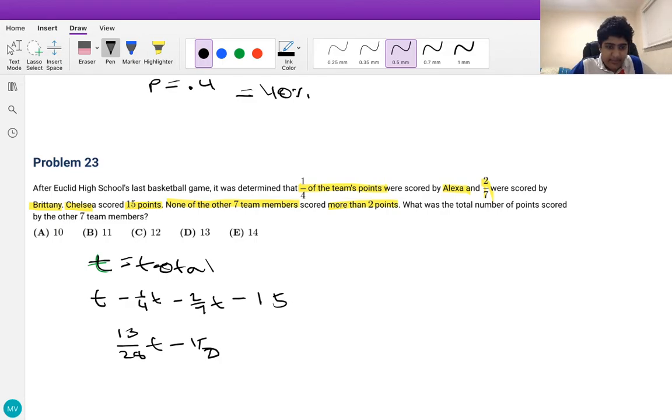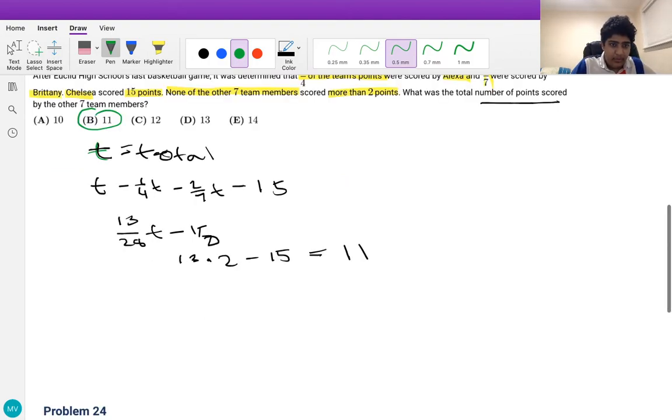So thus, the number of points that the other team members scored, since that's what we're trying to find, is just this expression where t is equal to 56, or 13 times 2 minus 15, also equal to 11, and we are done with this problem. Now let's move on to the final problem, problem 24.